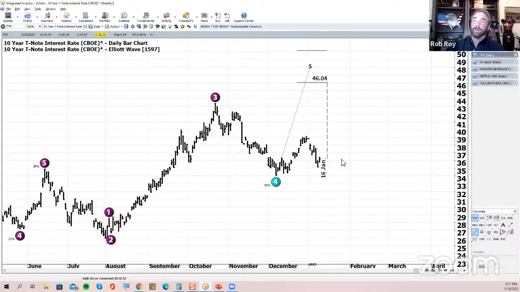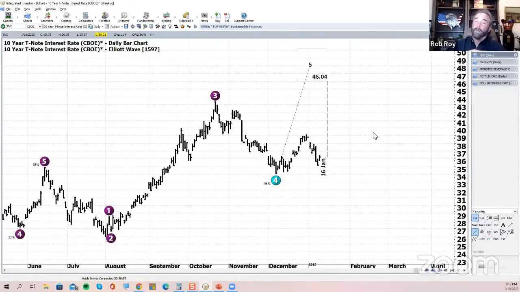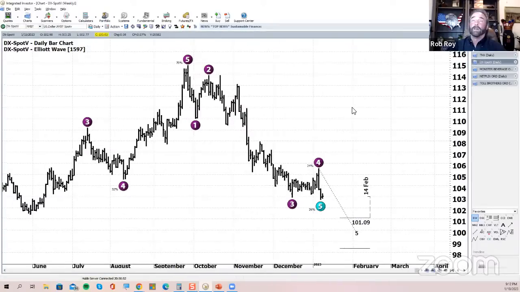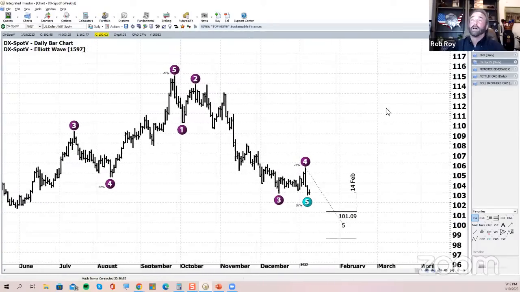This could be forming a flat here, but that's a pretty well-formed downward zigzag, which would imply that rates go lower. But again, why? Why are rates going lower? Is it the view of rate hikes ending, or is money running there to hide? That's the key. And the same thing is going on with the dollar. Look at this move to the downside in the dollar.